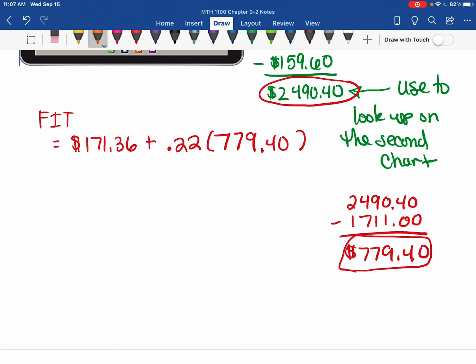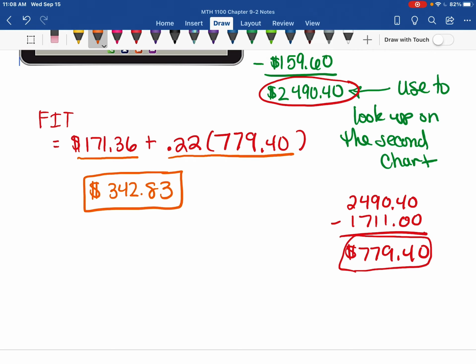So now I'm going to pay $171.36 plus the 22% of whatever is over that 1711 number, which we found to be $779.40. Now, when I put that in on the calculator, I'm going to find that that gives me a total of $342.83. So this is what we're going to owe for our federal income tax.